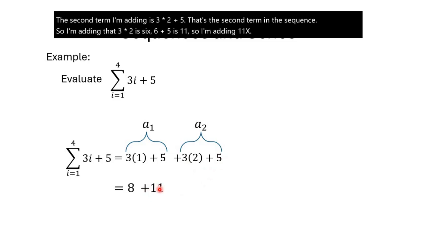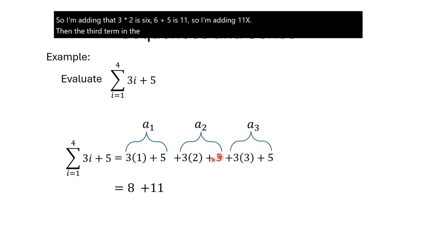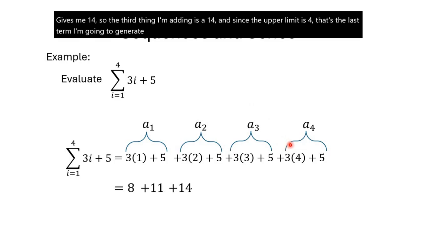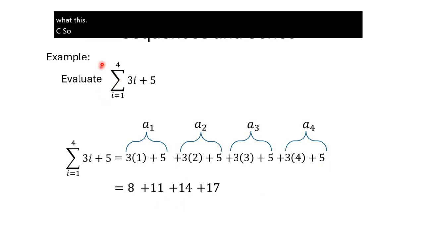Then the third term in the series, well, that's 3 times 3, which is 9. 9 plus 5 gives me 14. So the third thing I'm adding is a 14. And since the upper limit is 4, that's the last term I'm going to generate here. So the fourth term is 3 times 4, which is 12. 12 plus 5 is 17. So this sum is what this summation notation is representing.